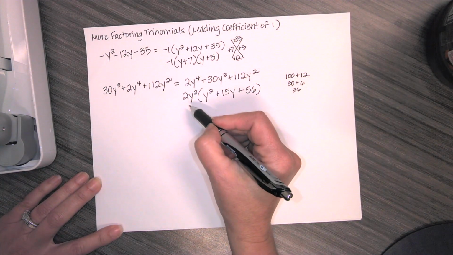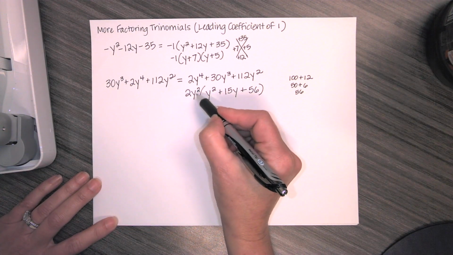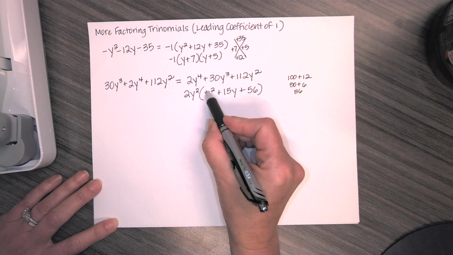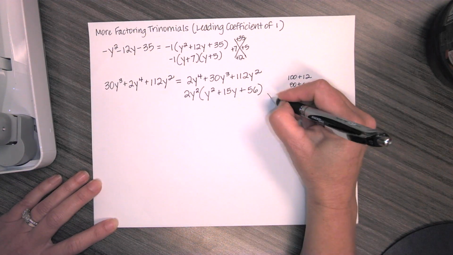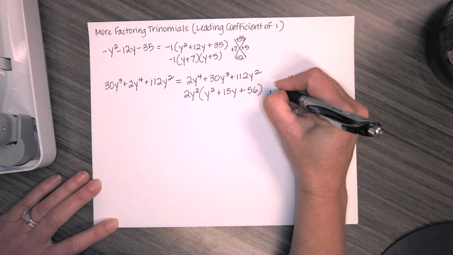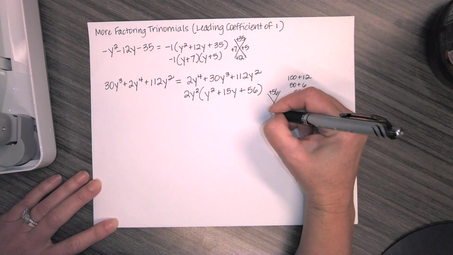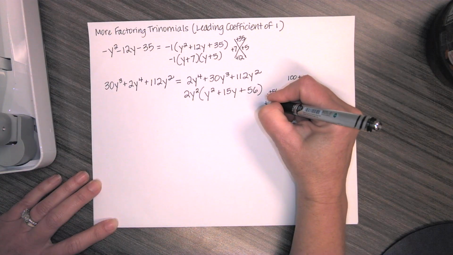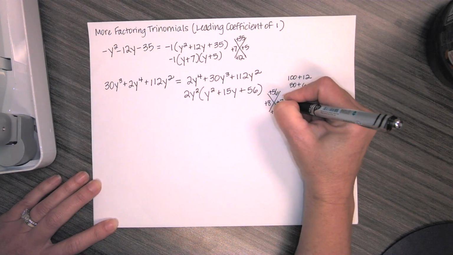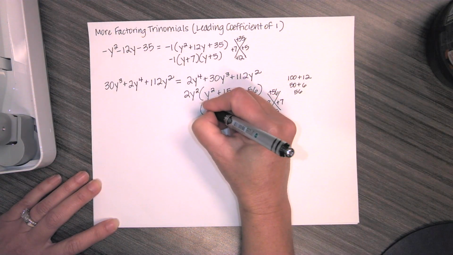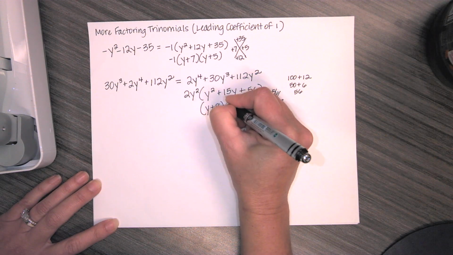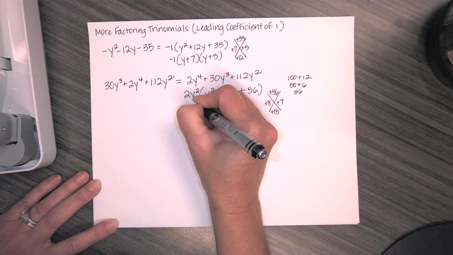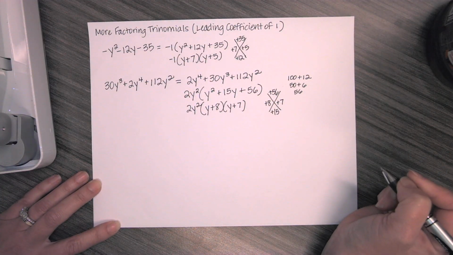Alright, now that I've factored out that 2y squared, that greatest common factor, I've got a trinomial with a leading coefficient of 1. And so I can look for my factors of positive 56 that add to get 15. It looks like it's going to be positive 8 and positive 7. So this is going to factor to y plus 8 and y plus 7, and we'll also bring down the 2y squared as part of our final answer.